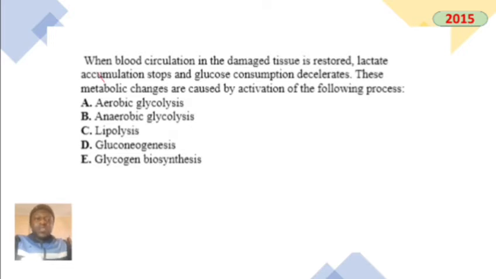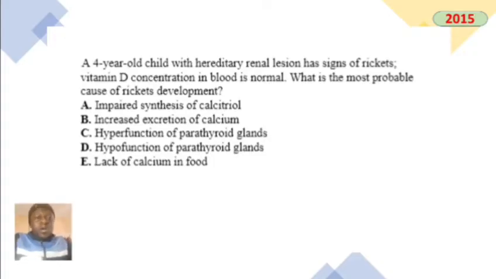When blood circulation in the damaged tissues is restored, lactate accumulation stops and glucose consumption decelerates. These metabolic changes are caused by activation of the following process. It's simple as this one. We are saying blood carries oxygen, right? So without oxygen, there will be anaerobic glycolysis, which will result in accumulation of lactic acid. But if you restore blood circulation, it means oxygen will be available. That's why the process will change from anaerobic to aerobic. So the answer is aerobic glycolysis. A 4-year-old child with hereditary renal lesion has signs of rickets.